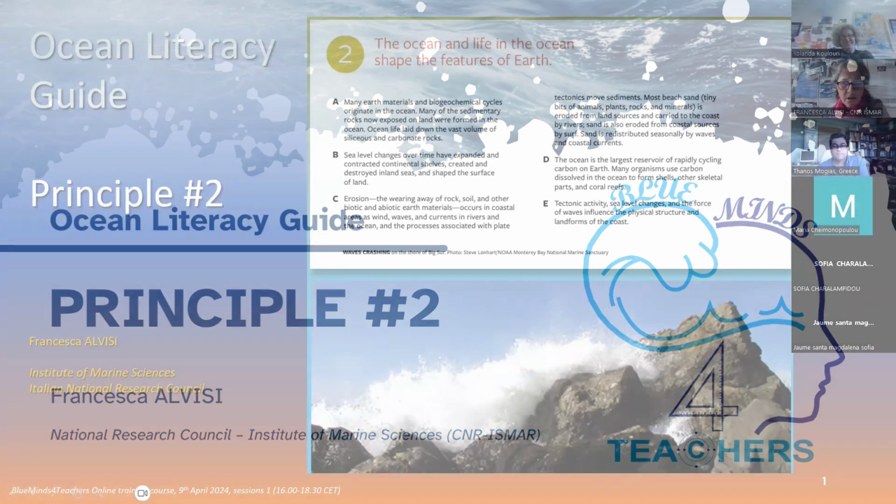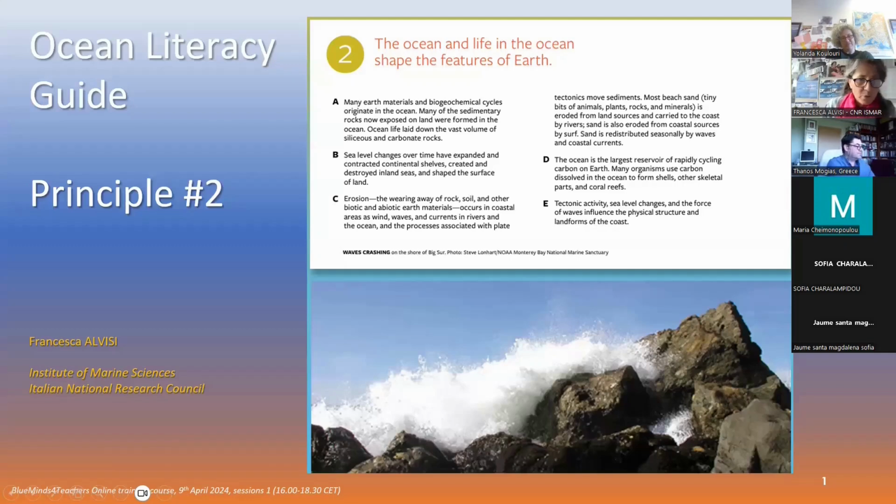Now we are exploring the second principle, and the second principle has to do with the connection between the ocean and the life on Earth and in the ocean, of course. So what was happening in the ocean has had a huge impact on what is happening and what was happening on Earth.